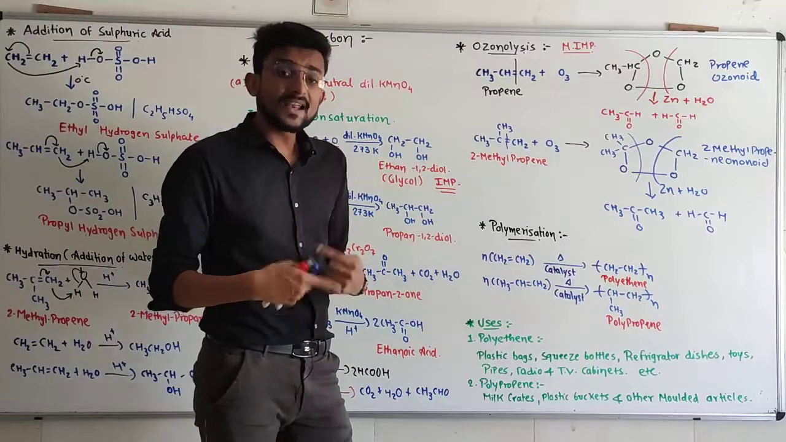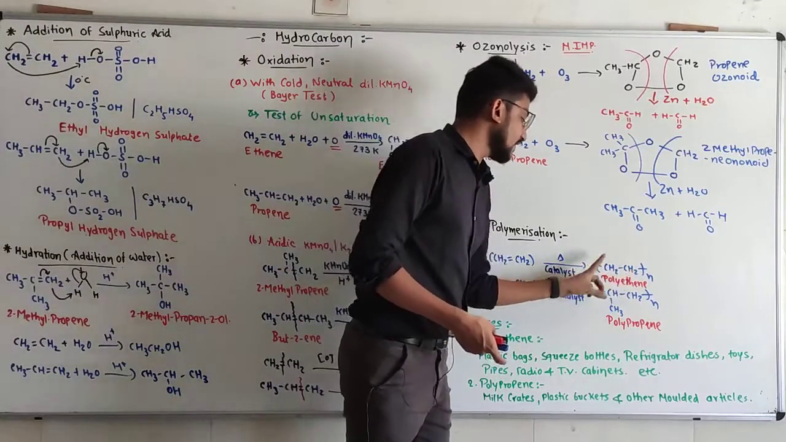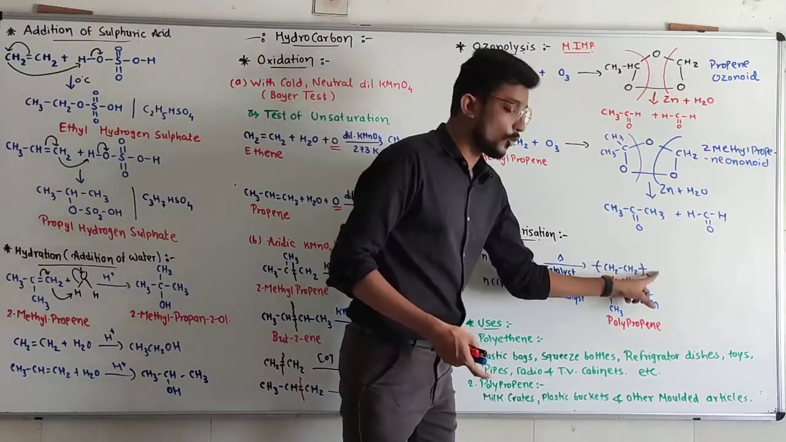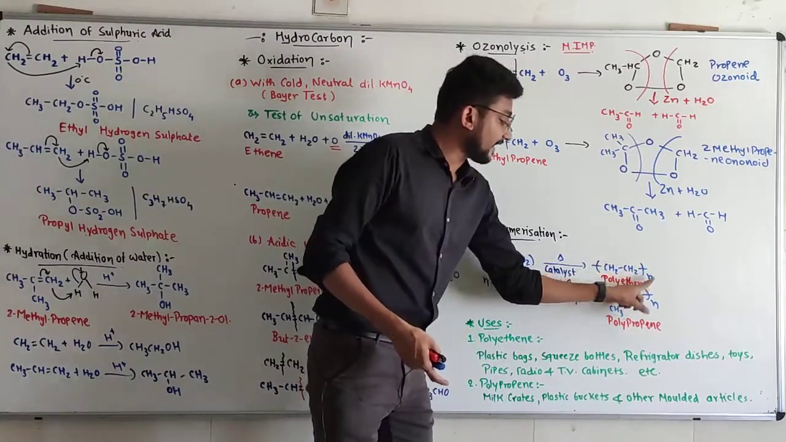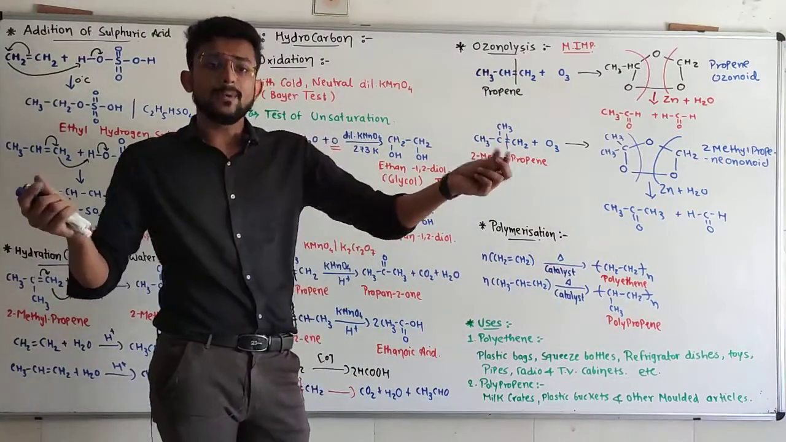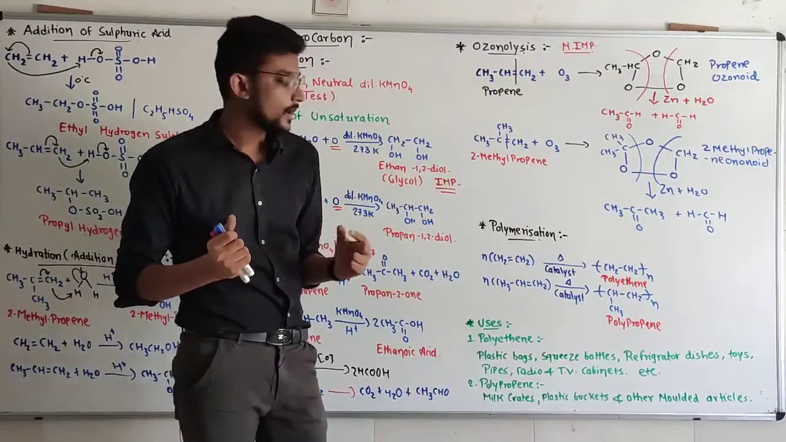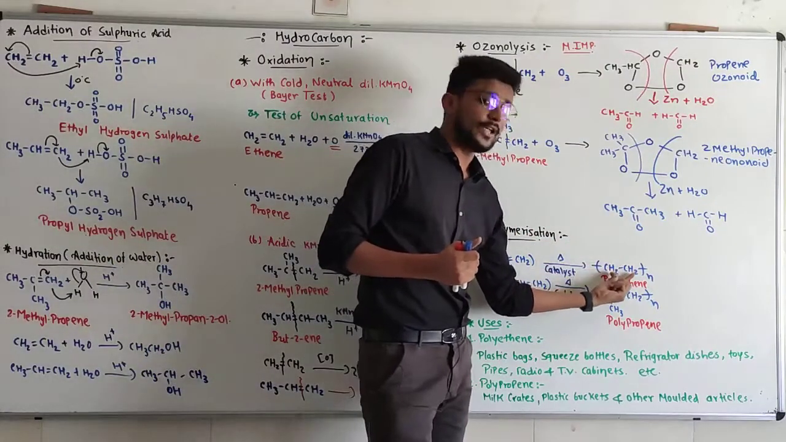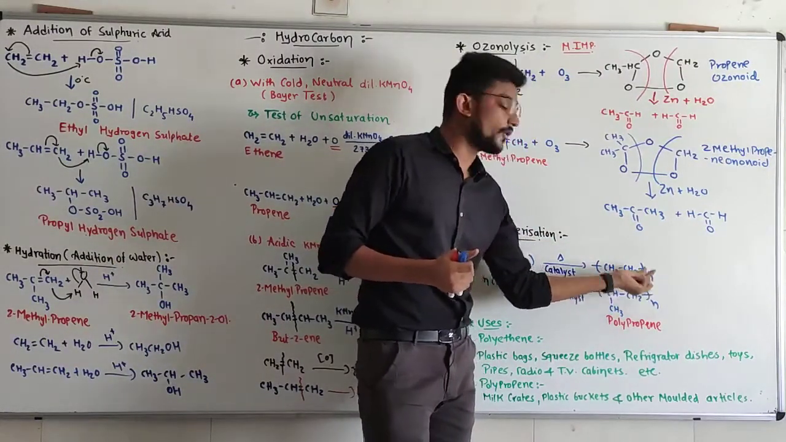What will be repeated continuously? CH2, CH2. That's why both the bonds are open. N times CH2, CH2 will be repeated. This is called the repeating unit, and this n is called the degree of polymerization.